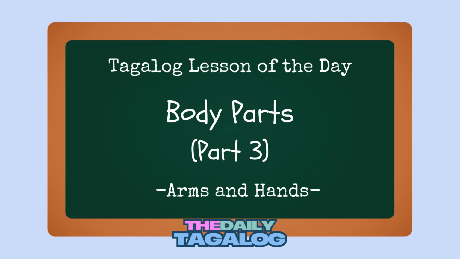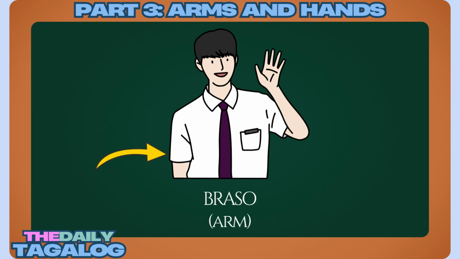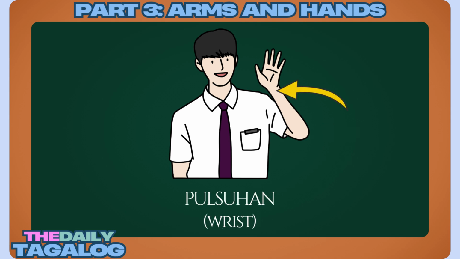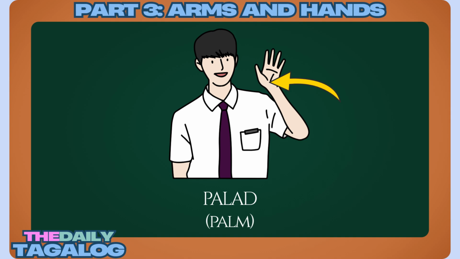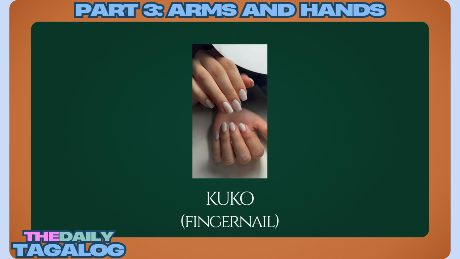Body parts in Tagalog. Part 3. Balikat, braso, siko, pulsuhan, kamay, palad, daliri, kuko.